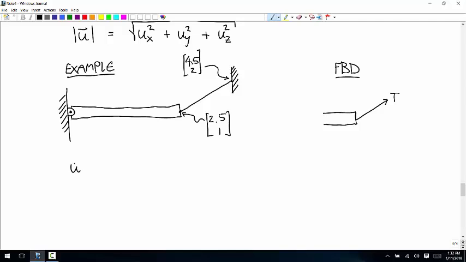So the non-unit vector is 4.5, 2.5 minus 2.5, 1.5, and that's equal to 2, 1. What would happen if we would have said that this force vector was pointing toward the beam instead of away from the beam? Yeah, we would have started by saying this minus this, and we would have gotten -2, -1, and everything just would have been backwards. So don't do that.